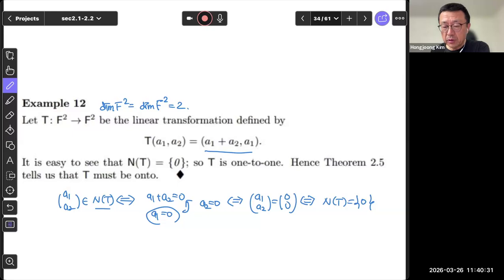Okay, so since in this case the dimension of the domain and codomain are the same, this implies that the mapping T is 1 to 1. So in this case, I can derive that my T will be an onto mapping.